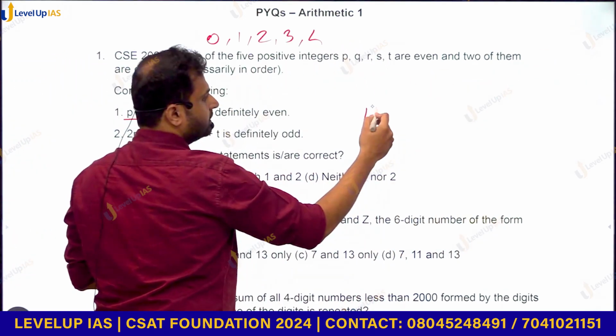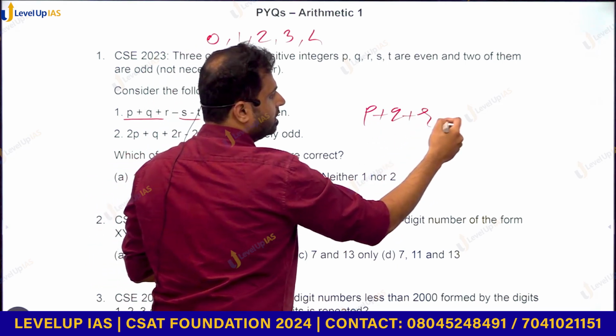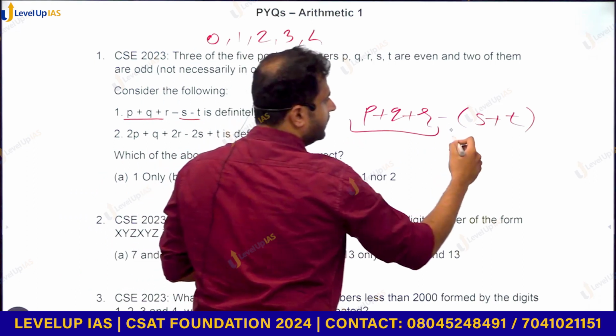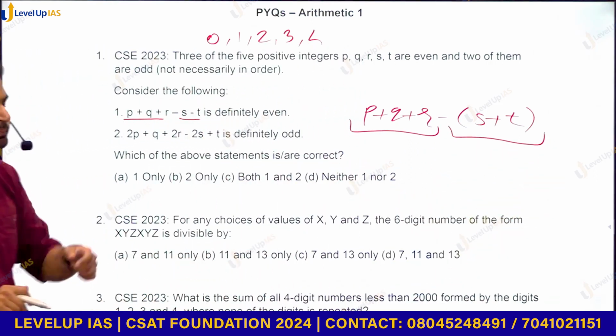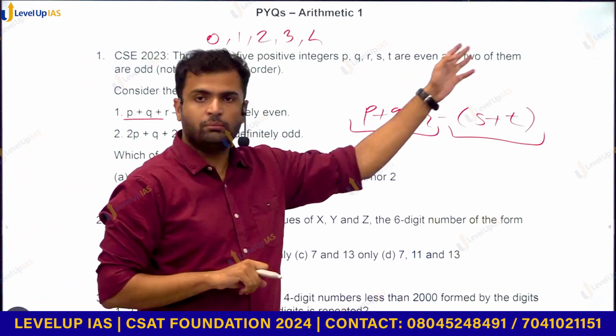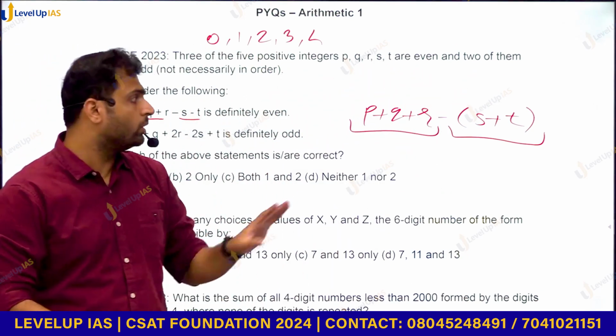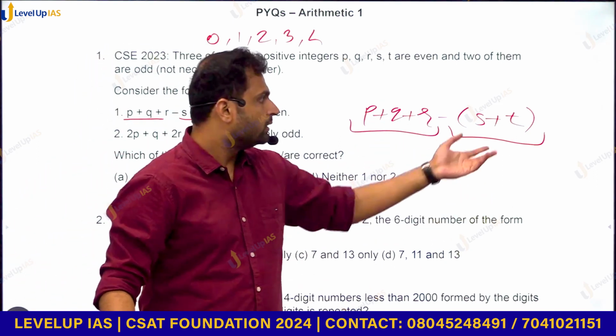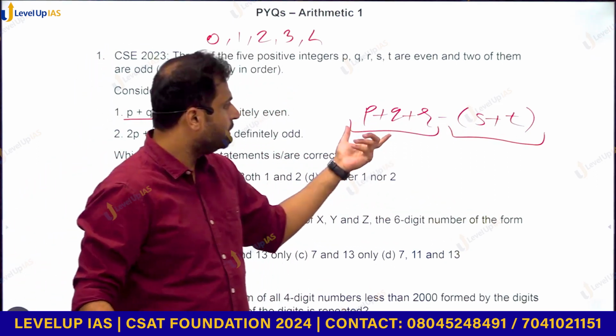We can write it as p plus q plus r minus of s plus t. So here we have one quantity, here you have another quantity. Now we have 3 even numbers, 2 odd numbers, which we don't know which are even, which are odd. So we'll take cases. There are these 2, s and t, there are p, q, r.